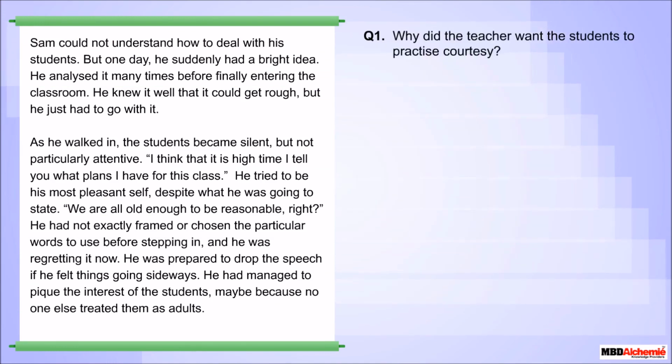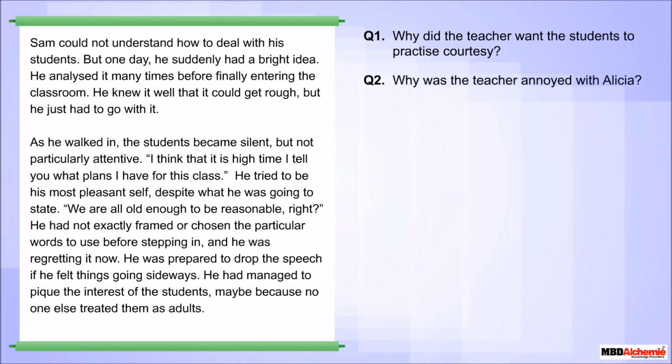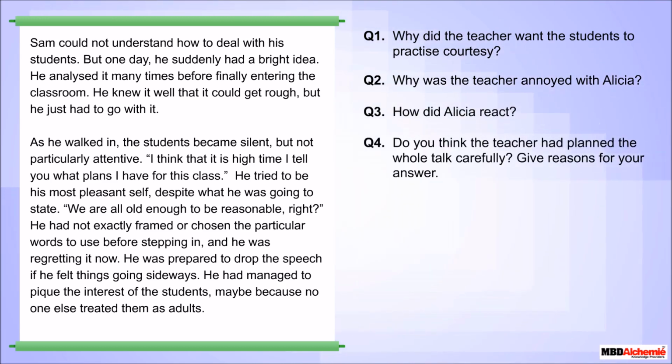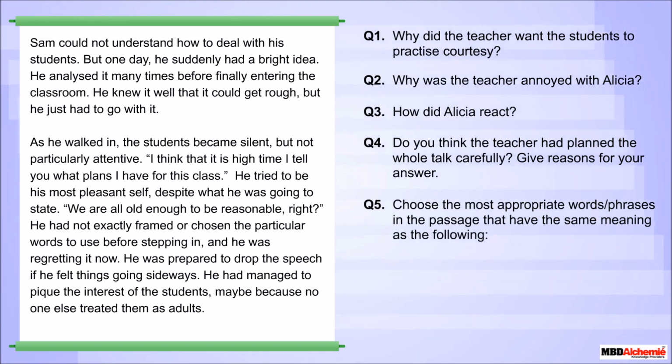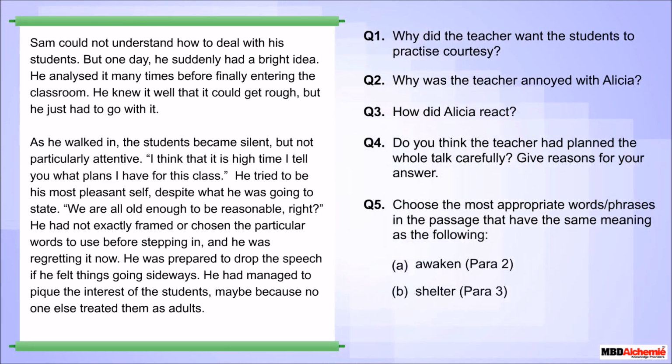Question 1. Why did the teacher want the students to practice courtesy? Question 2. Why was the teacher annoyed with Alicia? Question 3. How did Alicia react? Question 4. Do you think the teacher had planned the whole talk carefully? Give reasons for your answer. Question 5. Choose the most appropriate words or phrases in the passage that have the same meaning as the following. A. Awaken, para 2. B. Shelter, para 3.